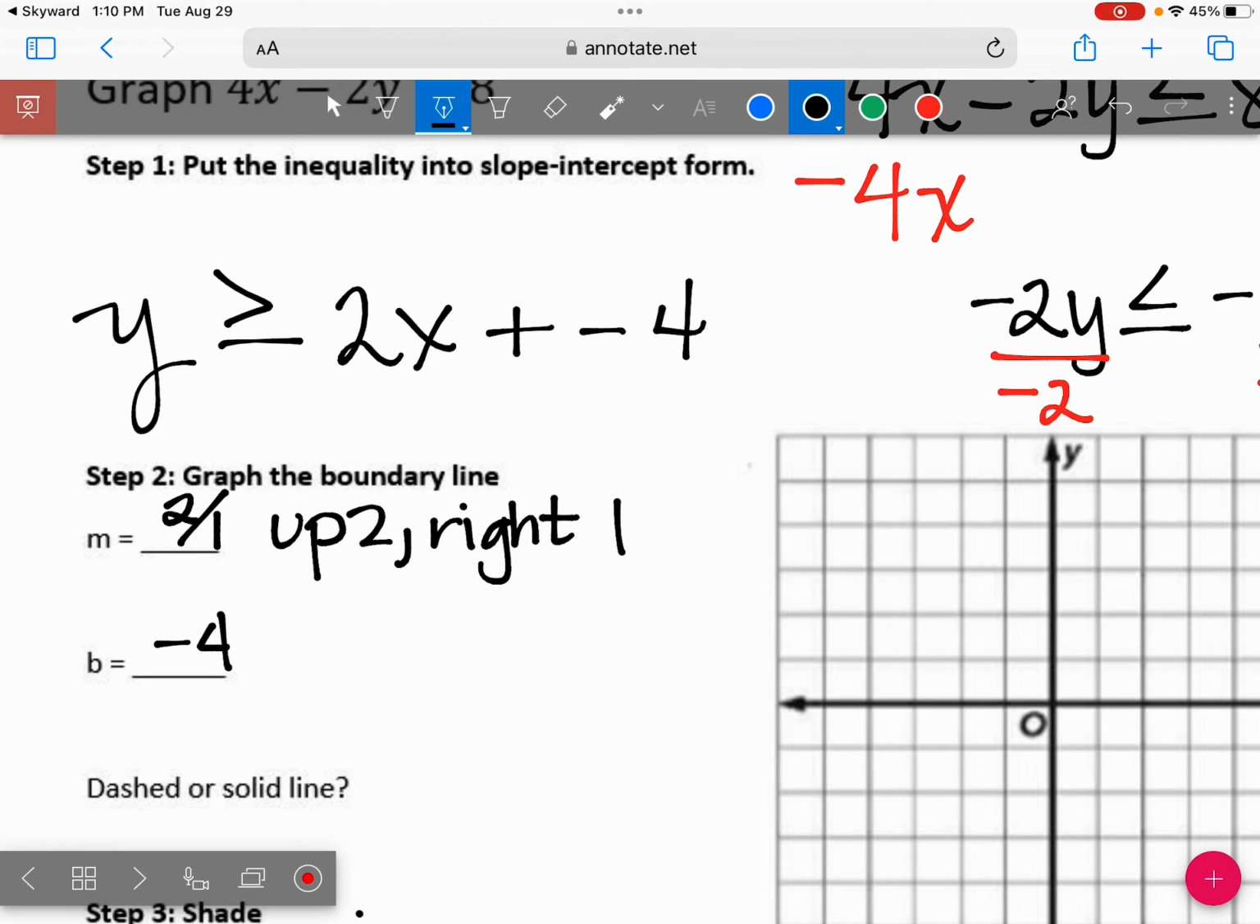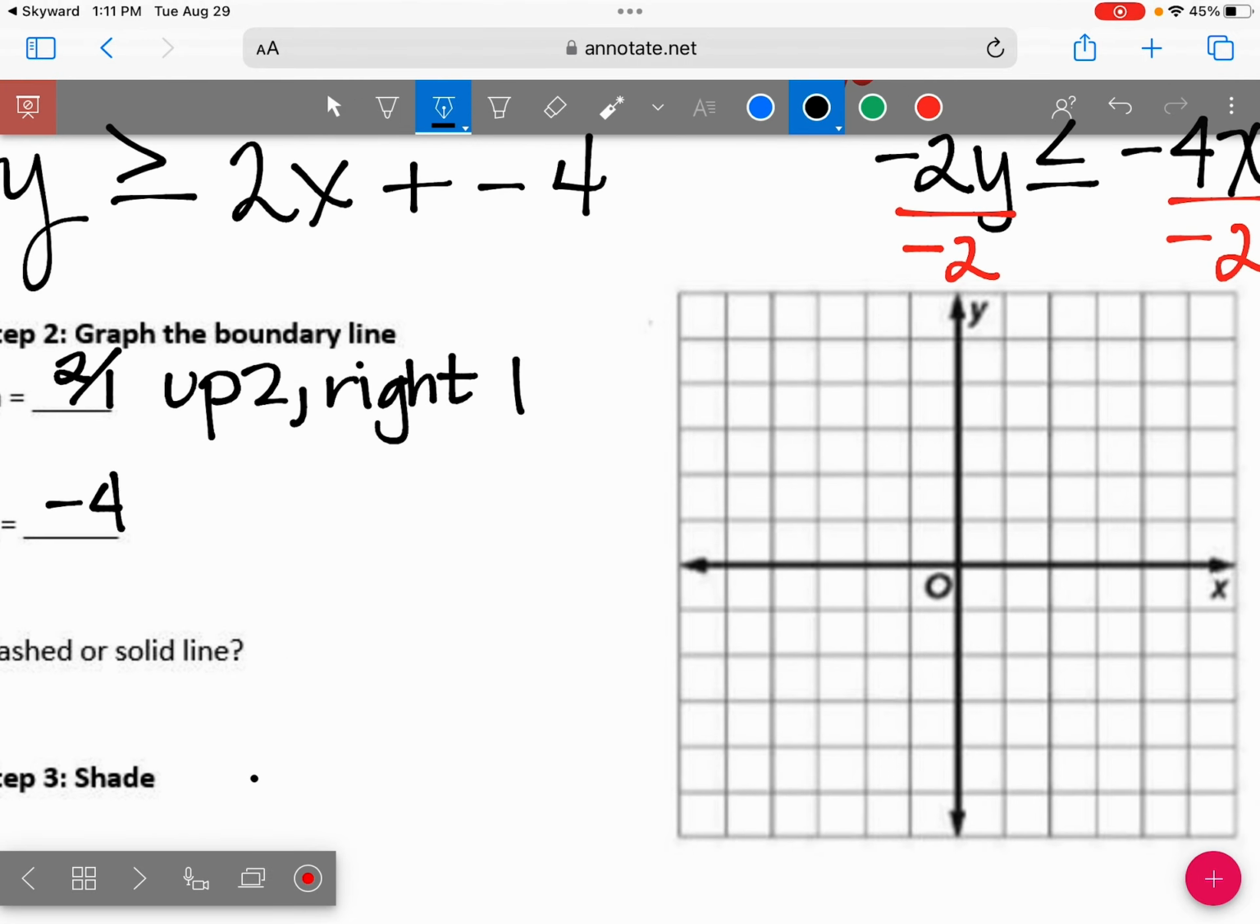All right, you guys ready to graph? So let's put a point at -4. And from that point, I want you to go up 2 to the right 1, up 2 to the right 1. And what kind of a boundary line am I going to draw it with? A solid line or a dashed line? Solid, because it has a solid line under it. So this is solid.